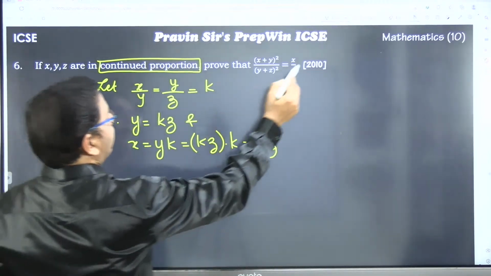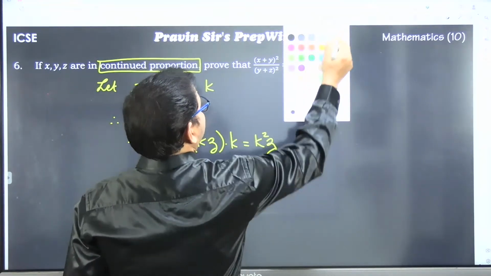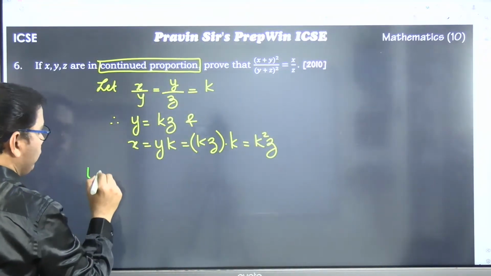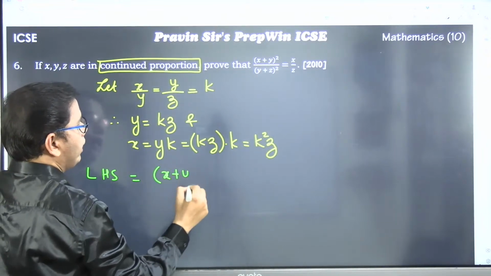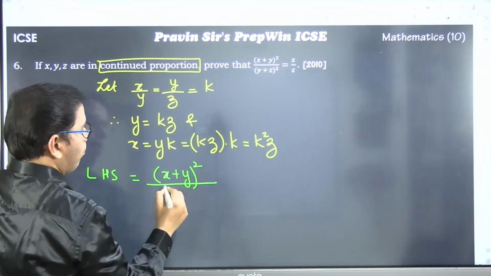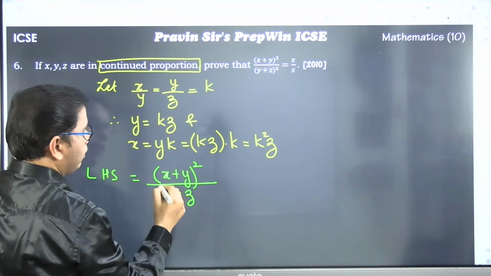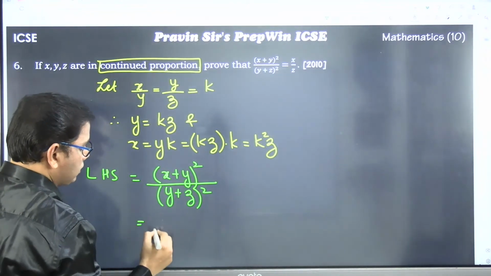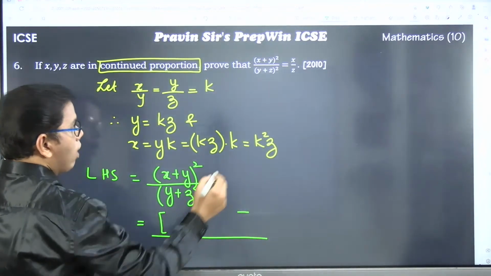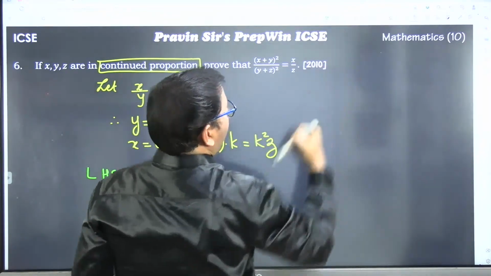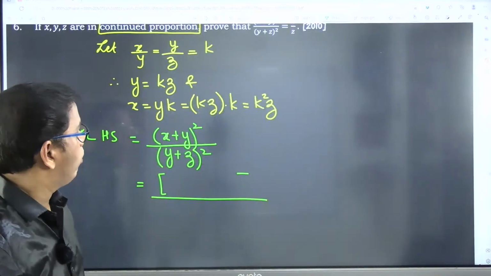Okay, now let us start with LHS. My left hand side, look carefully. Left hand side is (x plus y) the whole square upon (y plus z) the whole square. On substitution, what do you get? Let's write the whole square here, or for that matter.